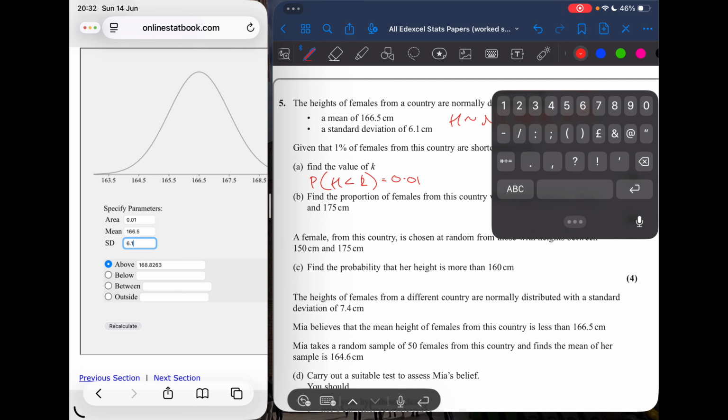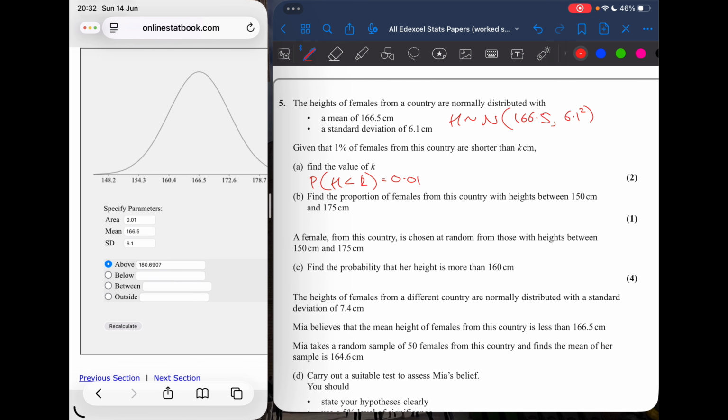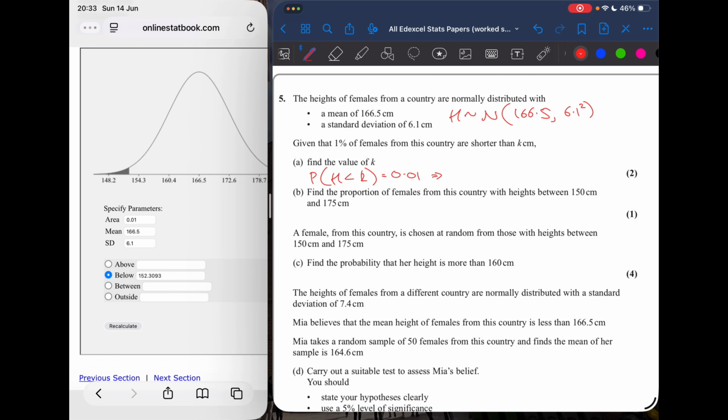And we want to be below, don't we? Because we want lower. H is lower than some value. This is the shortest height. So below, let's do below there. Symmetrical, so you could work out how far it's from the mean and just do the other way around. But you might as well just do it this way around.